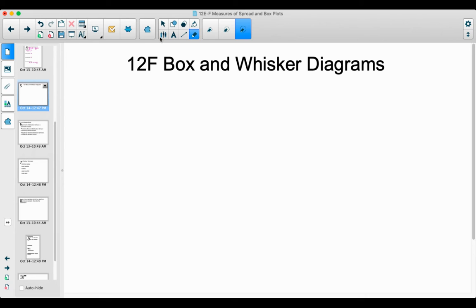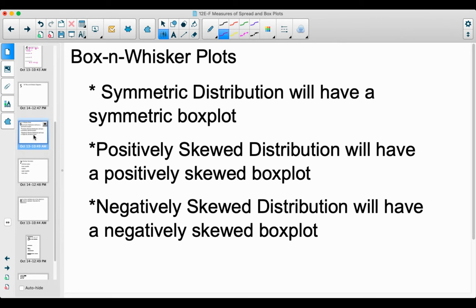Okay, so now we're going to take a look at 12F, which is box and whisker diagrams. Another way to say that is a box plot. So a couple things before we do that. First thing is, how do you describe it? Well, we have symmetric distribution, we have positively skewed, and we have negatively skewed. You can determine all of these based on your whiskers.